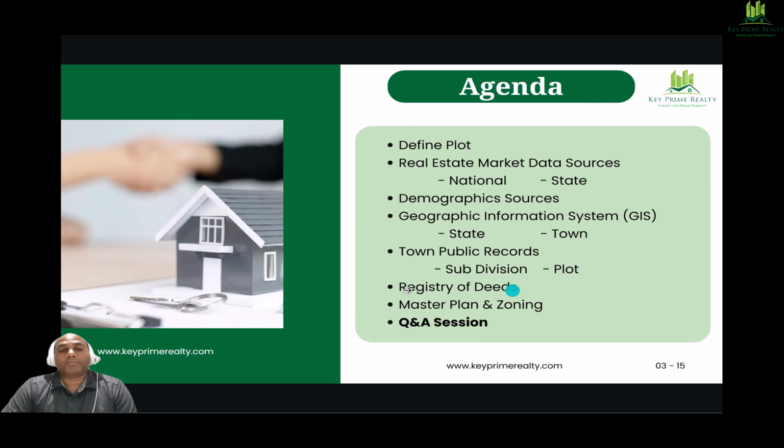Then the registry of deeds. This is where the deeds, titles, easements, and all the related restrictions on the land are recorded. We'll go through that, and then we'll go through the master plan and zoning. The potential of the land is defined through these: the zoning ordinance of the municipality, and the master plan of the town.